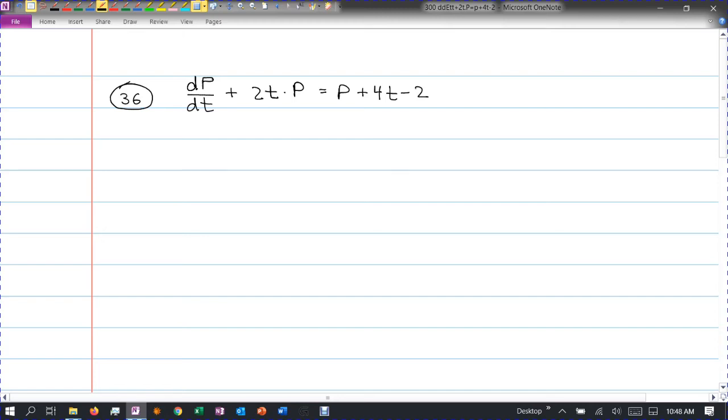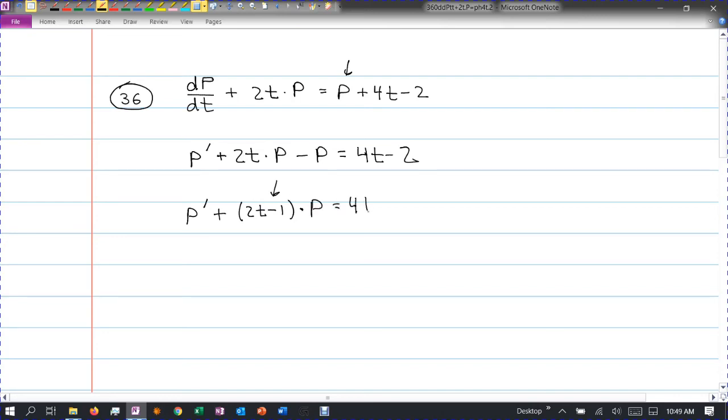All right, so now I'm going for p prime here. Which means the next one needs to be a function of t in front of p, which I have, and the other side needs to be a function of t only, which it's not. I have that p here, so I need to bring that p over to the left side. So minus p equals 4t minus 2. That throws a little bit of a wrench into things because I've got to factor that p out. So 2t minus 1 times p, and now that's my function of t in front, equals some other function of t.